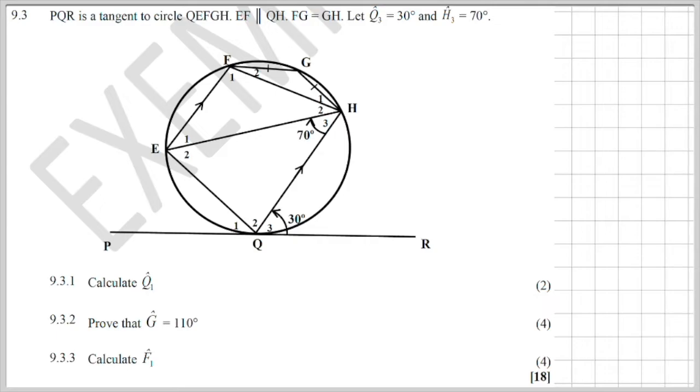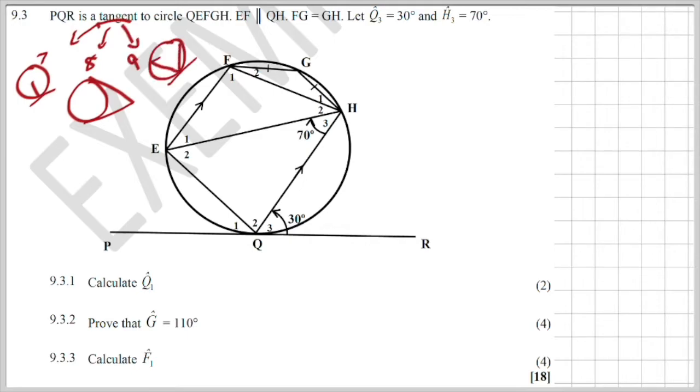So when we look at this, ladies and gents, your approach is crucial. Number one, we start by mining. So we dig into the information. So they tell me PQR is a tangent. So first of all, I can think about theorem 7, which is tangent perpendicular to radius. Or I can think about theorem 8, which is two tangents from the same point. Or I can think about theorem 9, which is the tan chord theorem.